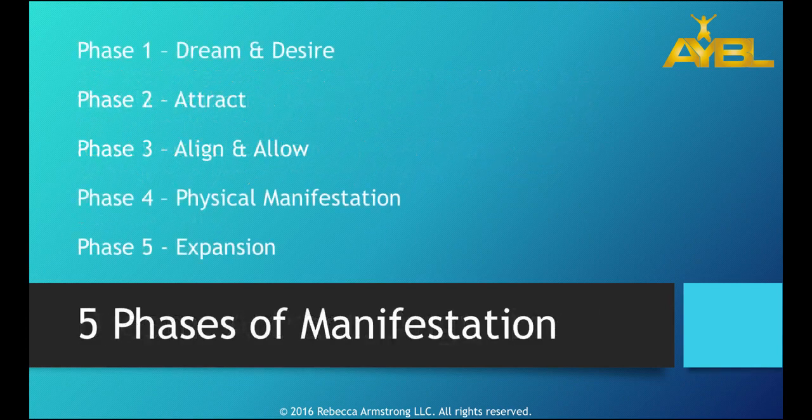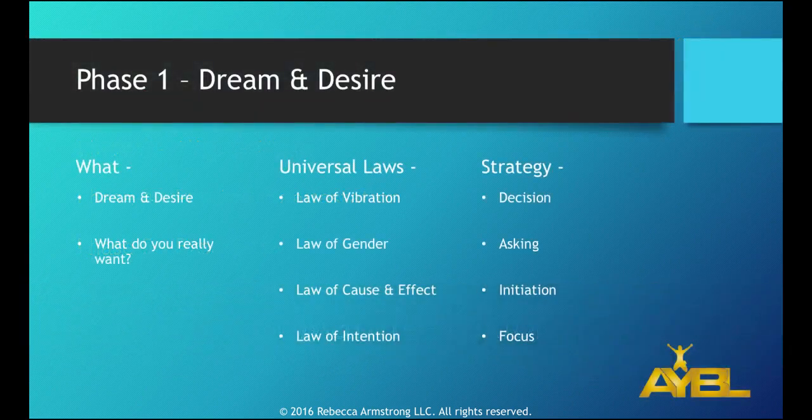Phase 1 is dream and desire. Phase 2 of manifestation is attraction. Phase 3 is align and allow. Phase 4 is physical manifestation. And phase 5, which you may never have heard of before, is the expansion phase. So let's dive in to phase 1.